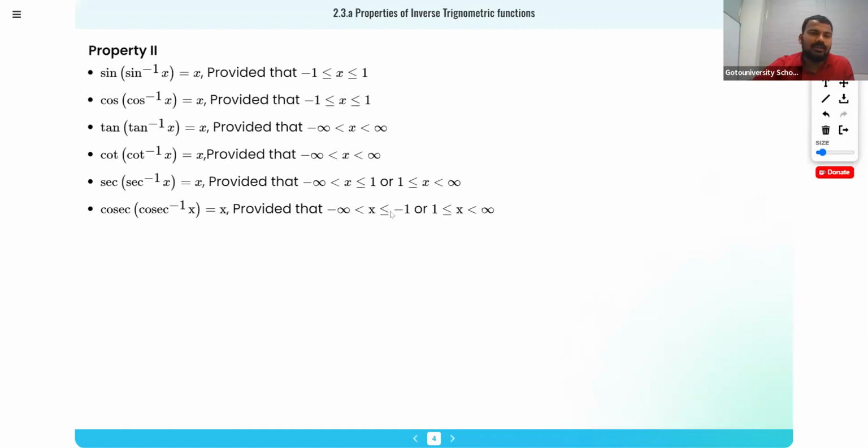Property number 2. So yes, we are going to finish in the next 10 to 15 minutes. We'll just close it out. Property number 2. There we saw sine inverse of sine theta is equal to theta, isn't it? Provided the range is there.